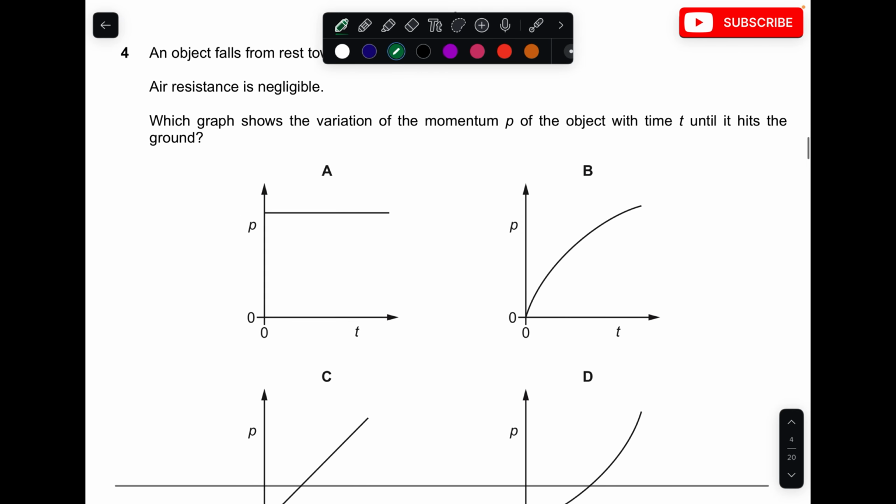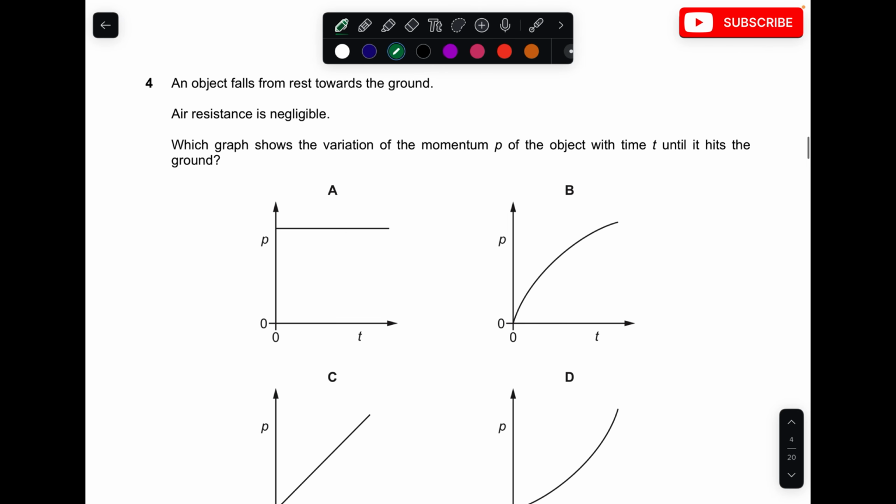Moving forward to the next question, question 4. An object falls from rest towards the ground, so u is given as 0. Air resistance is negligible, it means acceleration should be constant. Which graph shows the variation of the momentum p of the object with time t?